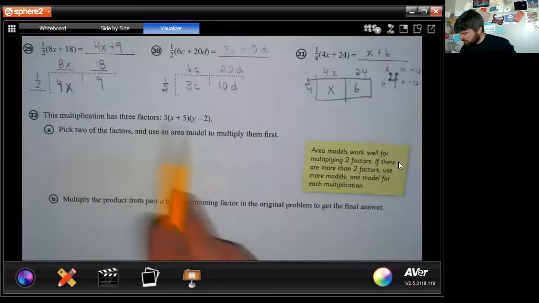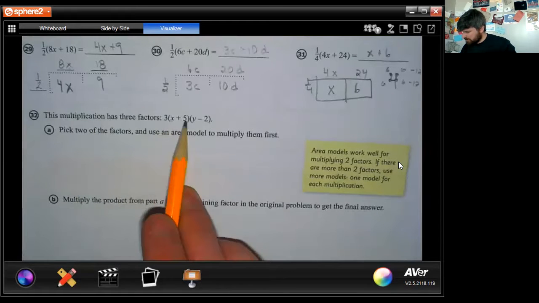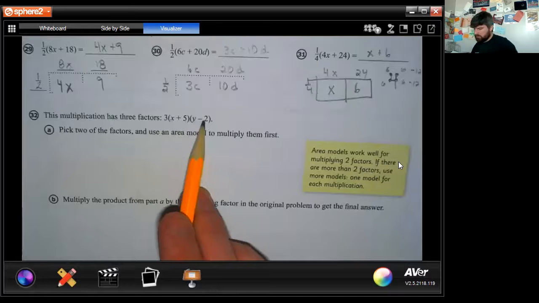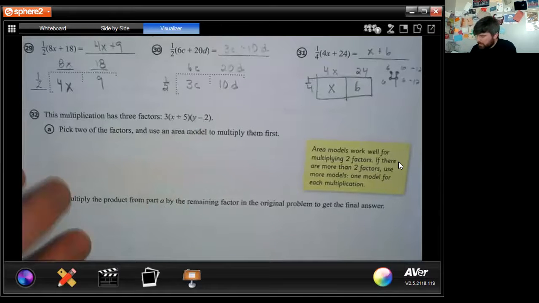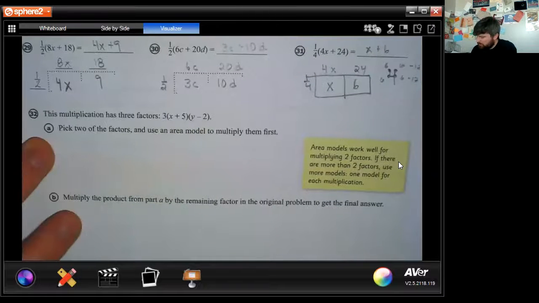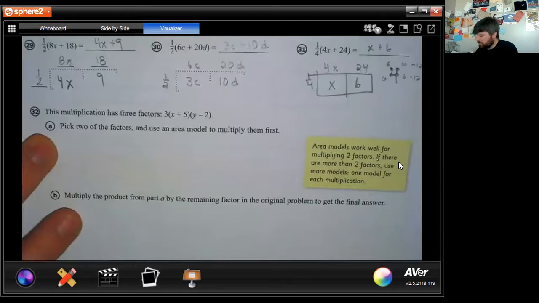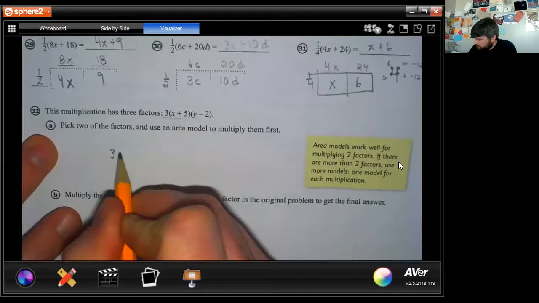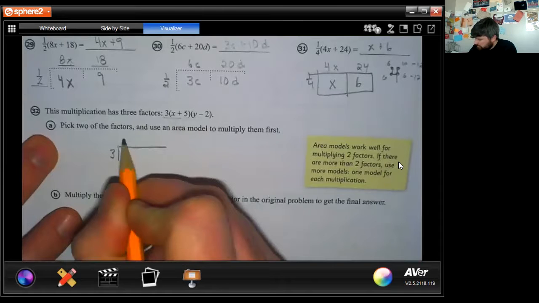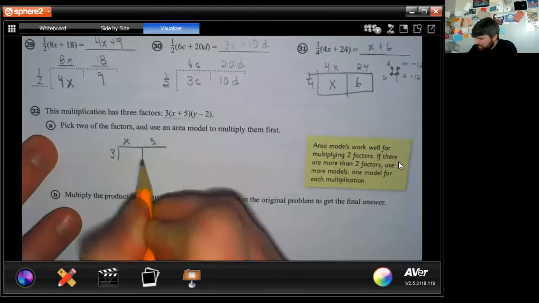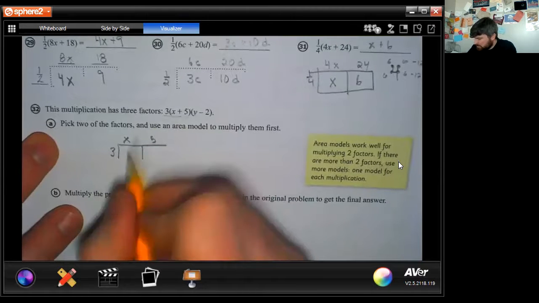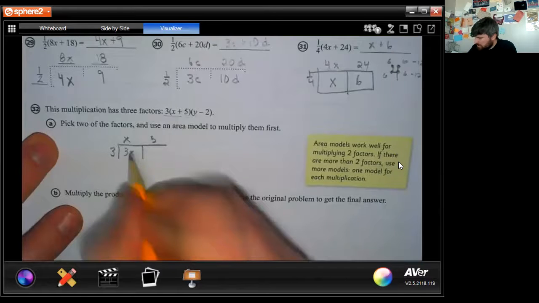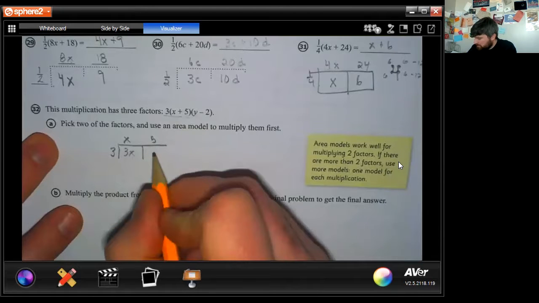This multiplication has 3 factors: 3 times x plus 5 times y minus 2. Pick 2 of the factors, use the area model to multiply them first. So let's just pick the first 2. We have 3, x, and 5. So we have 3 times x is 3x, and we have 3 times 5 is 15.